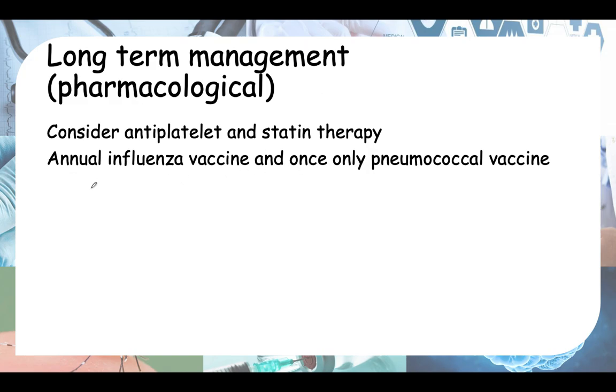And then also an annual influenza vaccine and a once-only pneumococcal vaccine, because these infections can worsen somebody with chronic heart failure and cause them to present with acute heart failure. Their heart is already not good, and if they get infections, it's definitely not good for them. So refer them for vaccination.